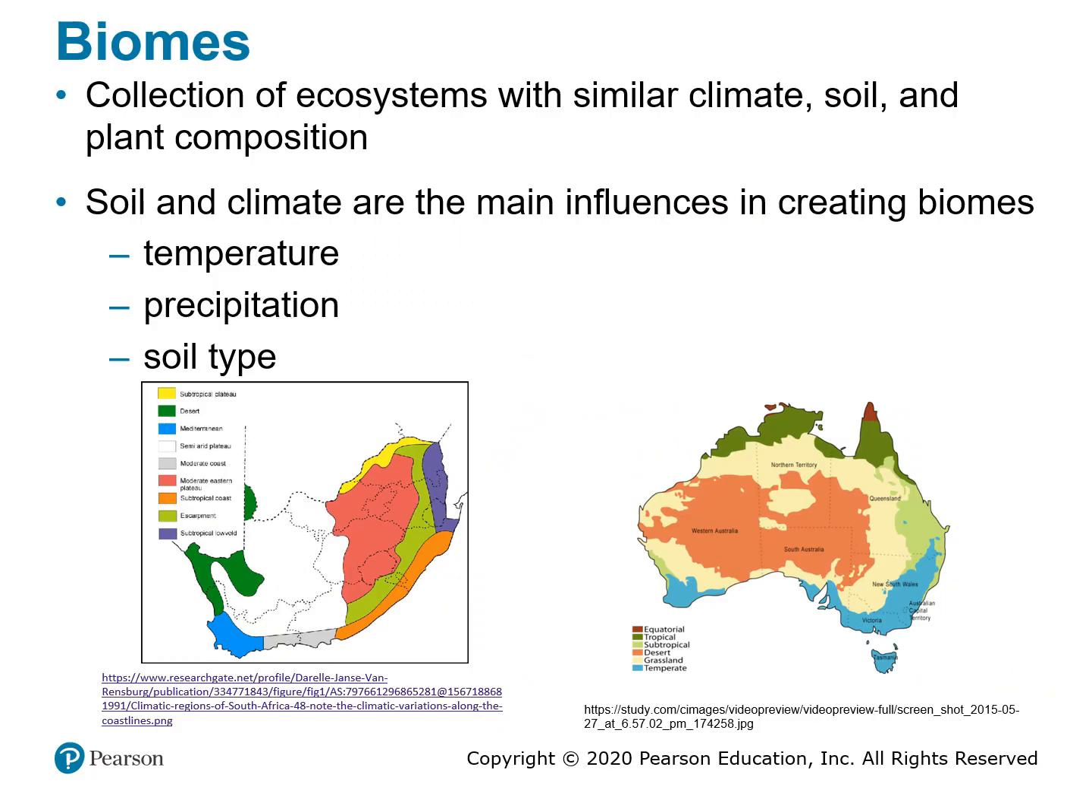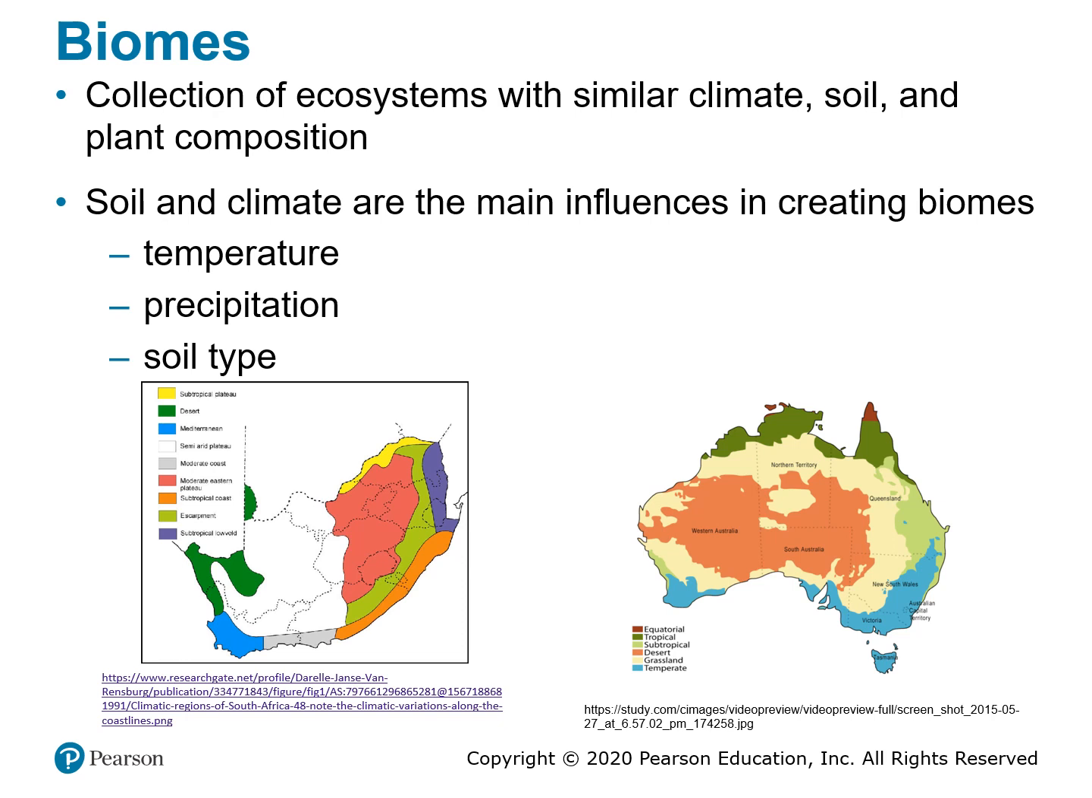So a biome is a collection of ecosystems with similar climate, soil, and plant composition. Climate's the main influence on the type of vegetation that develops. The most important climatic variables are temperature and rainfall, or more correctly precipitation, and any seasonal variation of both. A key component in the relationship between climate and vegetation is the soil.